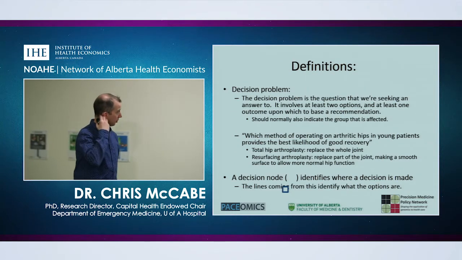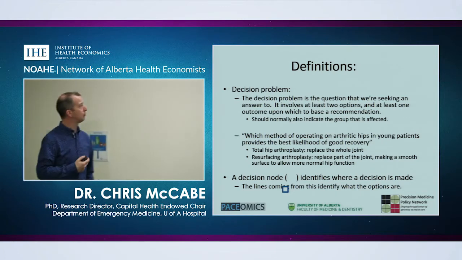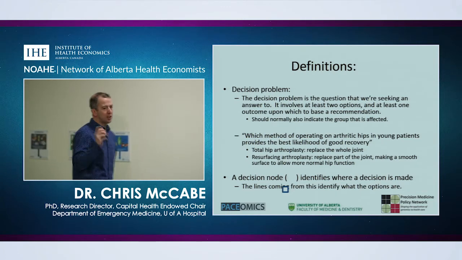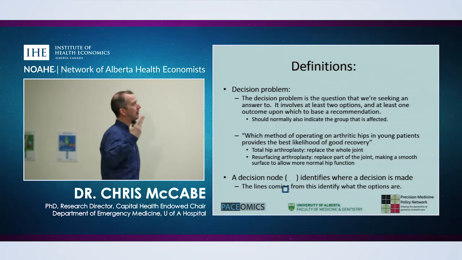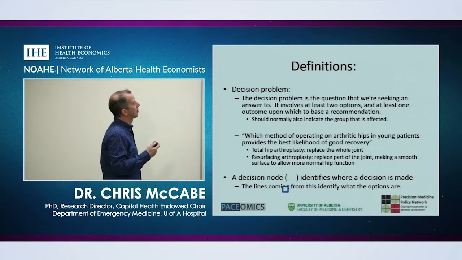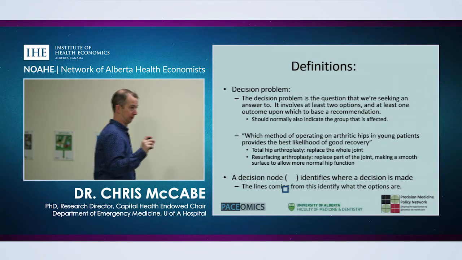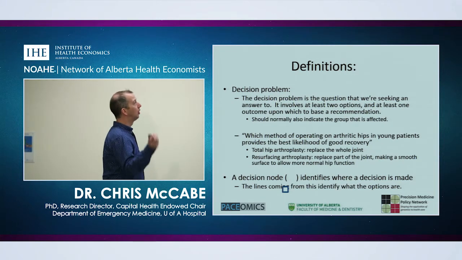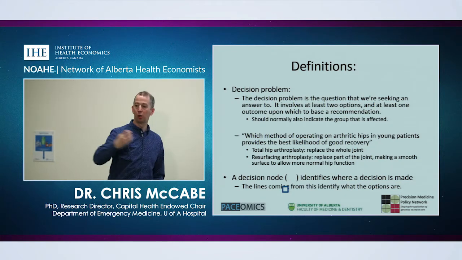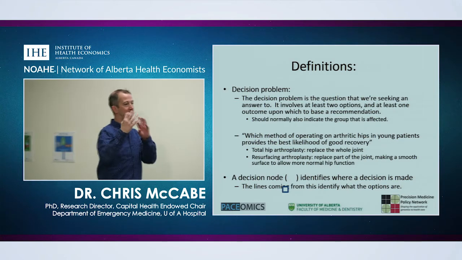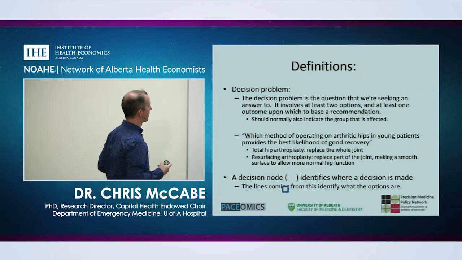A couple of definitions. The first definition is the decision problem. The decision problem is the question we're seeking to answer. It involves at least two options, two comparisons, and at least one outcome on which to base the decision. Okay, so we need a decision rule that refers to an outcome. So cost per quality adjusted life year. The quality adjusted life year is the outcome that we might use to base our decision on.